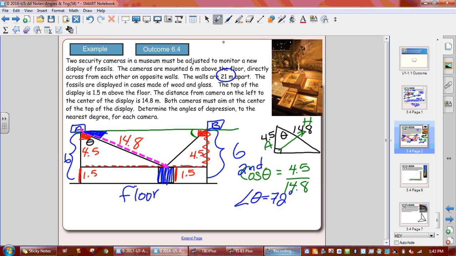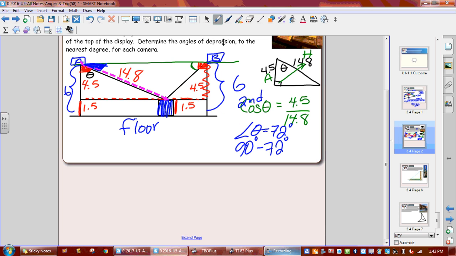So, we know they both add to 90. So, we're going to take 90 now, and we're going to subtract the 72 degrees. That's going to tell us our angle of depression up here. So, how big is that angle of depression? 18 degrees. Excellent. So I know one of my angles of depression, 18 degrees. I'm just throwing it up on top there.